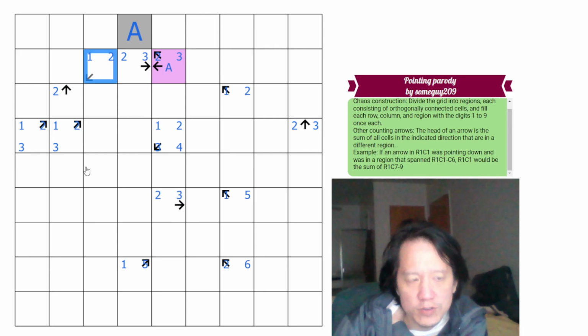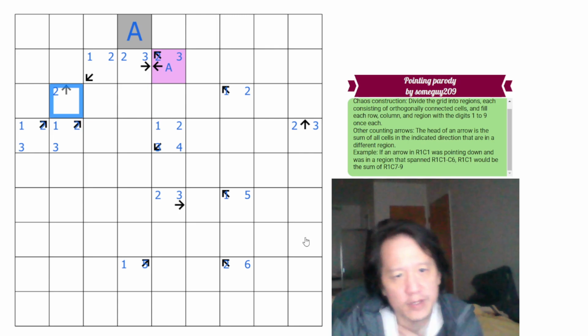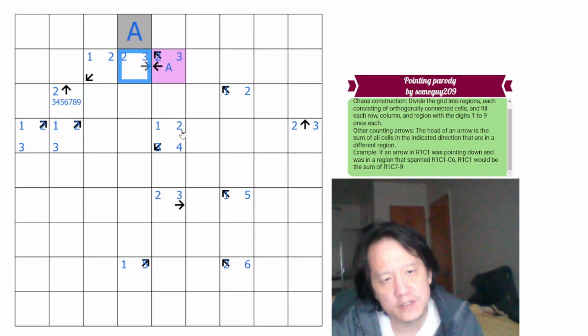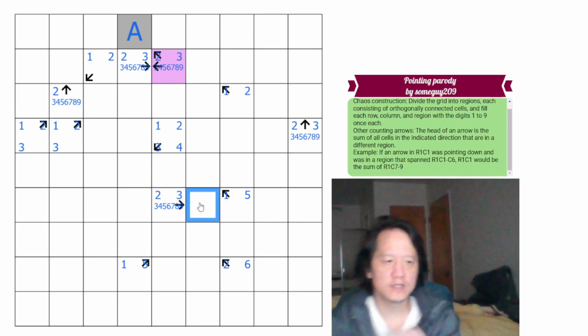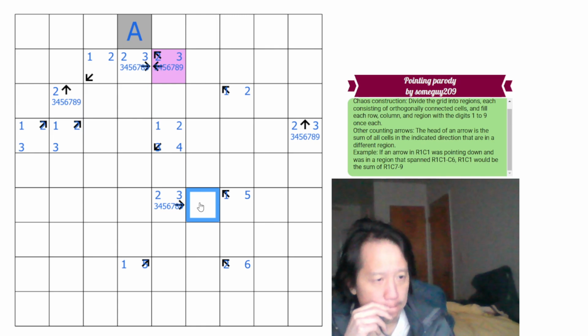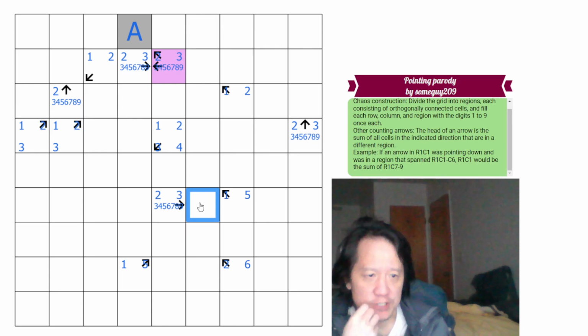This is at least 1 or 2. This has to be 2 digits. So this has to be 3 at least. This has to be 3 at least. We know this is also 3 at least. So let's delete the middle. So this is 3 at least. This is at least 3. This is at least 3. What does that tell us? Not really sure.